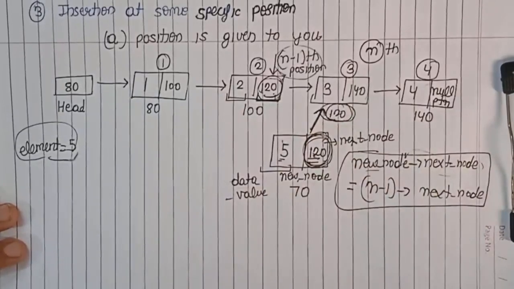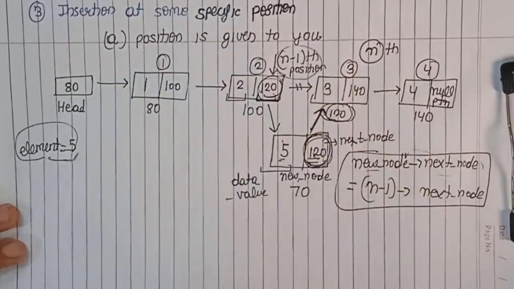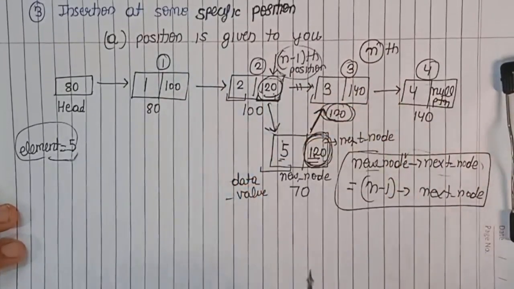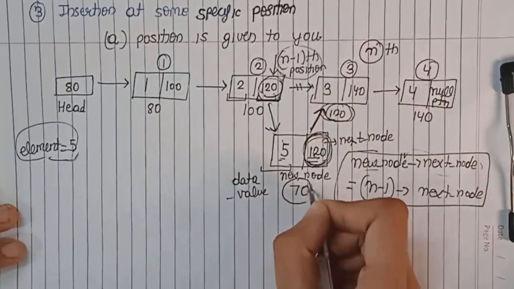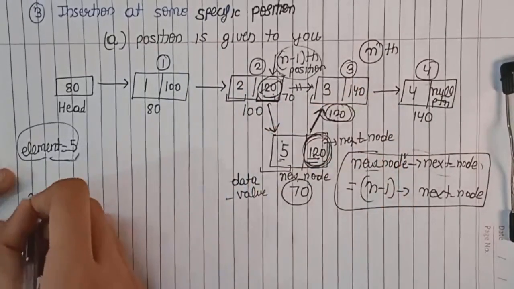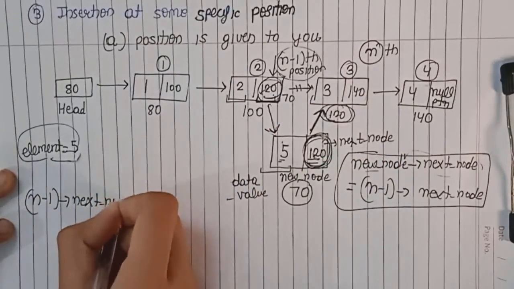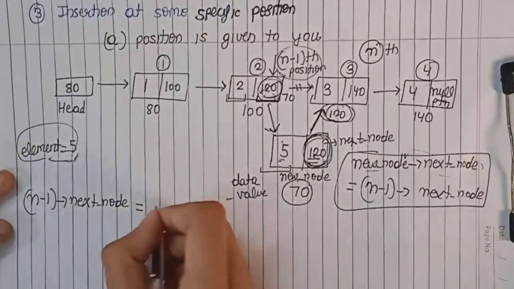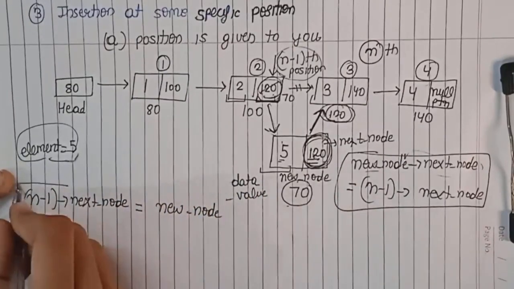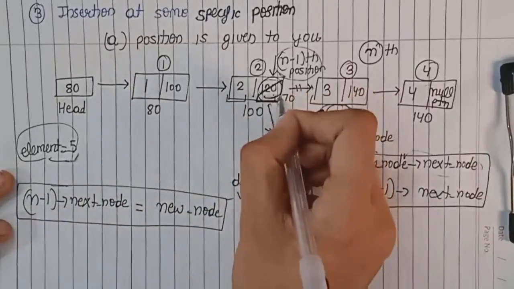So now fourth step is to break this link and to create this link. Now how can I just do it? To just break this link and create this new link, I just need to put this address 70 at place of 120. Now how can I do it in the code? I can just do it by writing n minus 1 next node pointer is equal to address of new node, which is 70. So from this code line, I will be putting the address 70 here at place of 120.